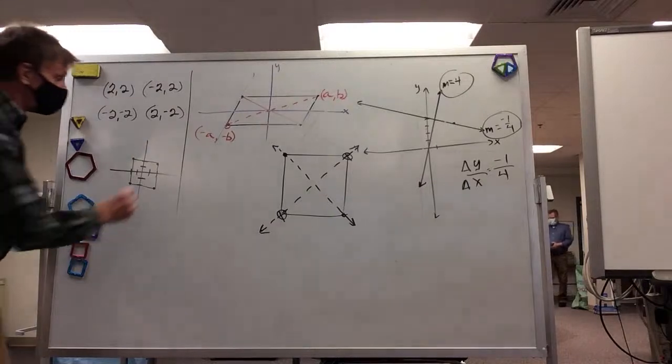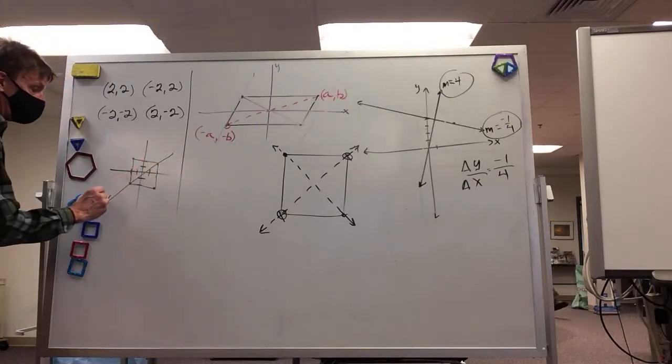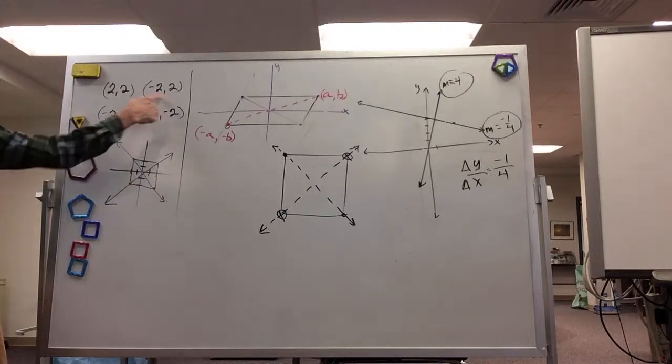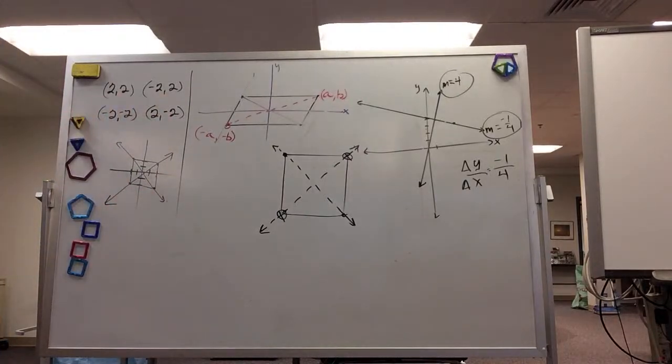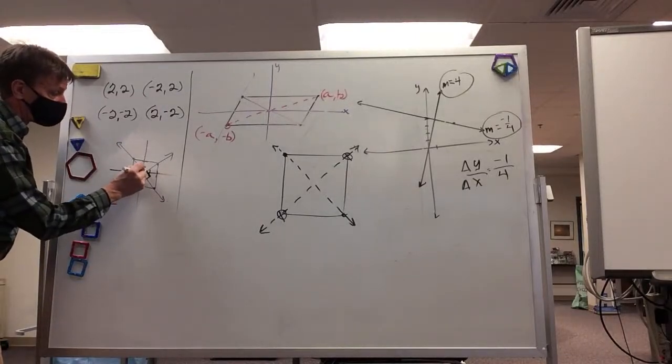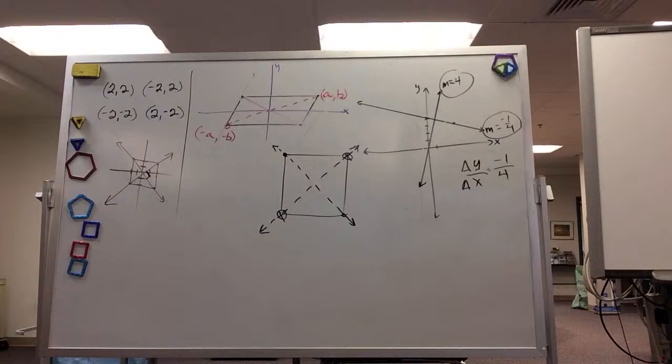But if you could find the slope of this line and the slope of this line by using these 4 points, then you should be able to either prove or disprove it being a square by those lines having negative reciprocal slopes.